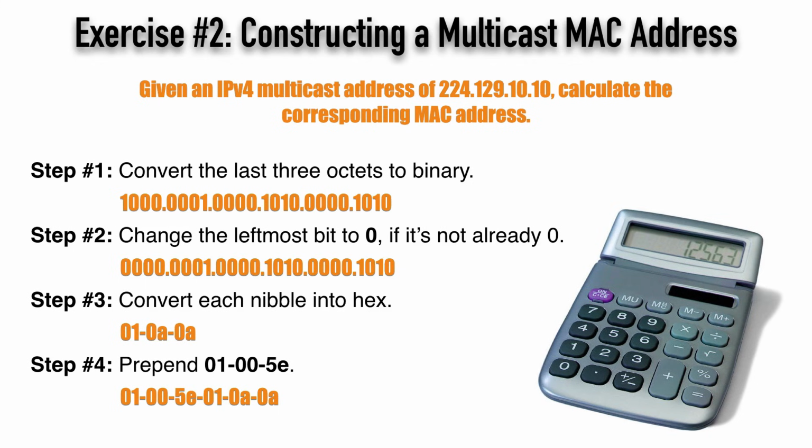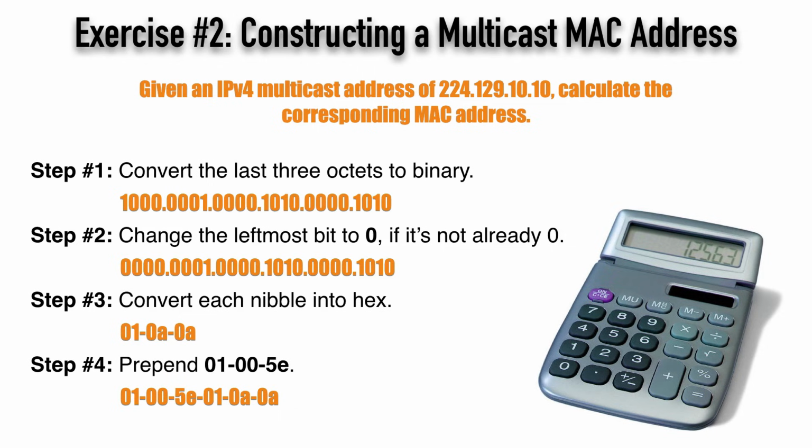That is an issue that we need to keep in mind as we are assigning multicast MAC addresses on a network. It is possible, as we've just demonstrated, to have overlapping multicast MAC addresses. Multicast MAC addresses that correspond to different IP version 4 addresses.